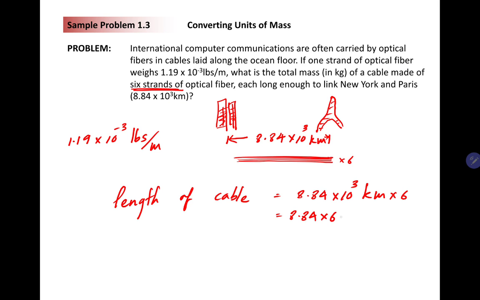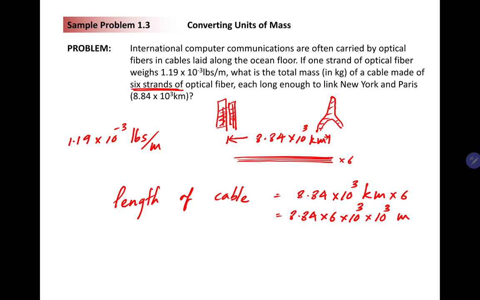So the length of the cable is 8.84 times 6 times 10 to the power 3 kilometers, but I need it in meters. Why do I need it in meters? Because the mass of cables is given per meter, right? So you want to convert these kilometers into meters. To do that, you want to get rid of kilo, so you substitute kilo with the numerical value of kilo. Meters. So this will be the length of cable.